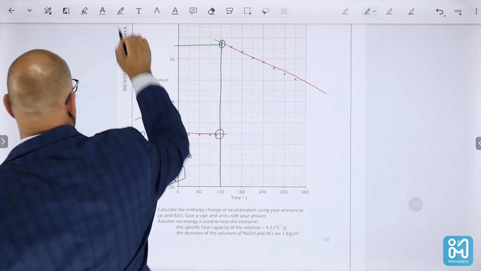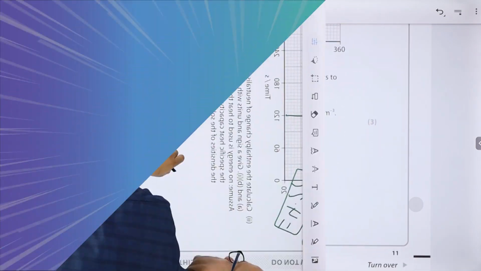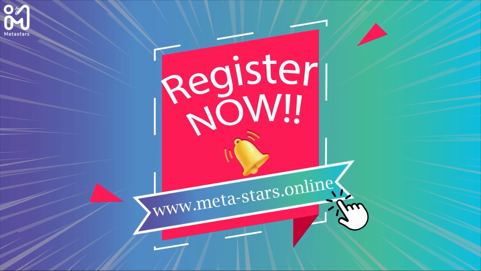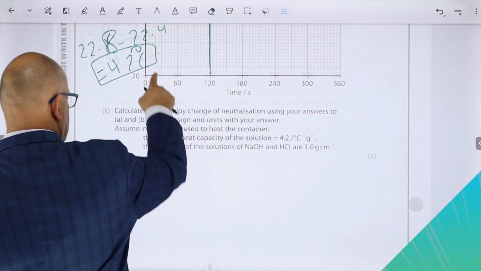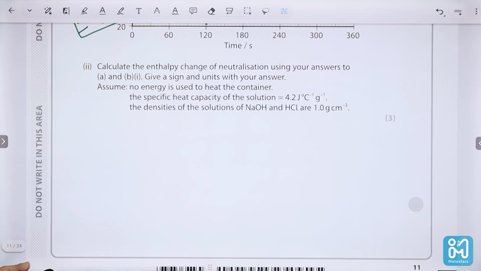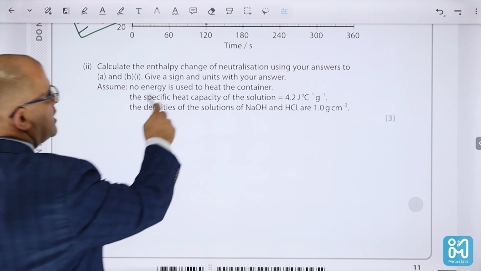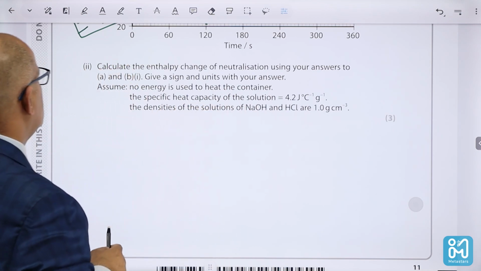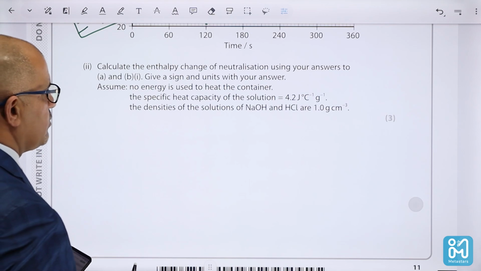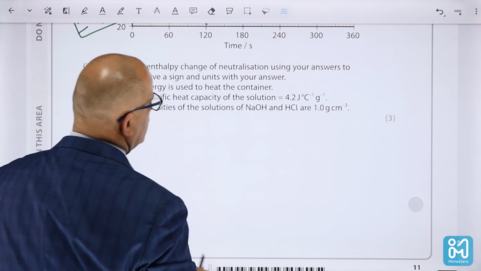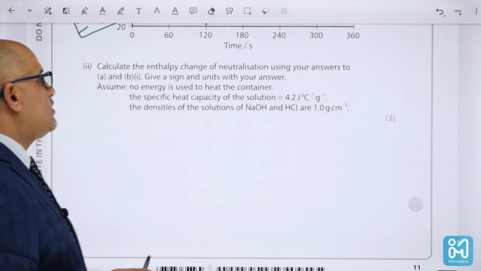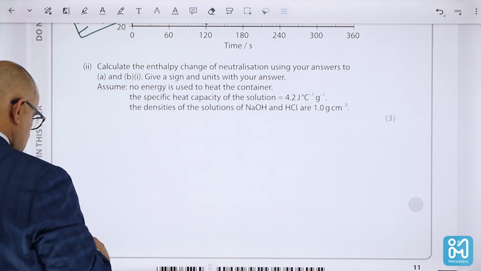Now, to calculate the enthalpy change of neutralization, it is asking you to use your answers to A and B. Give the sign and the units with your answer. Assume that no energy is used to heat the container, and the specific heat capacity is 4.2, and the density of the solutions of NaOH and HCl is 1 gram per cubic centimeter. This assumption is very important, since here you can assume that the mass is 50.